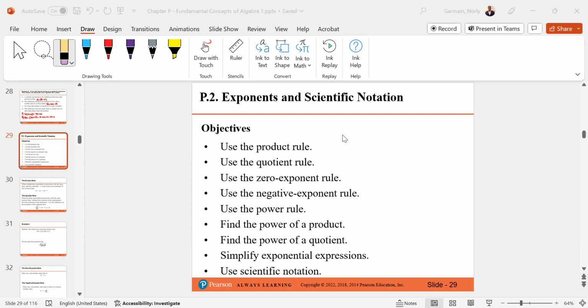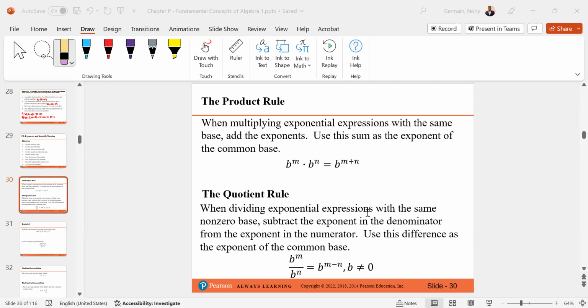In order to use scientific notation, you need to understand also exponents, expressions containing exponents. So we're going to use the product rule, use the quotient rule, use the zero exponent rule, use the negative exponent rule, use the power rule, find the power of a product, find the power of a quotient, simplify exponential expressions, and at the end, we can use scientific notation, right? Okay, let's try to see.